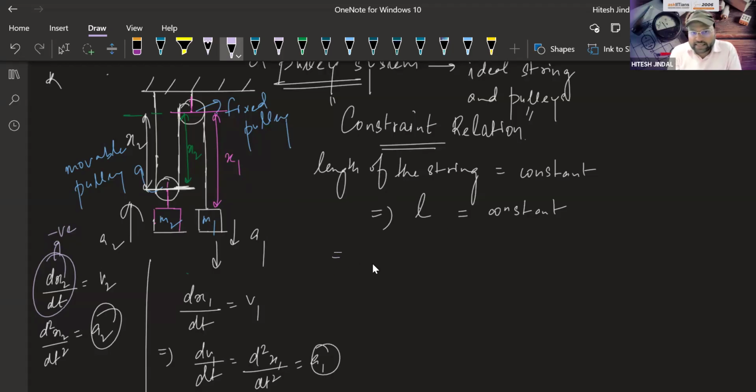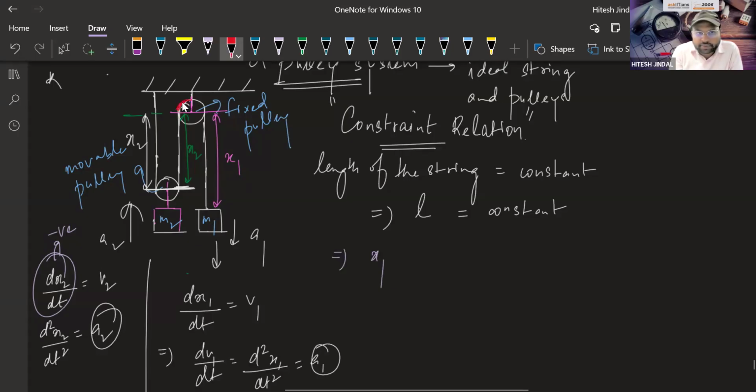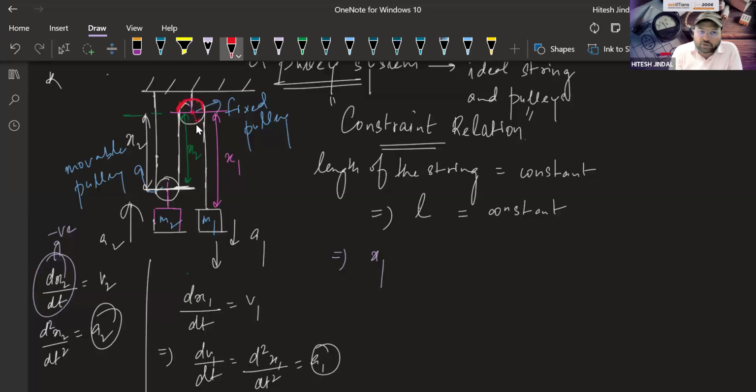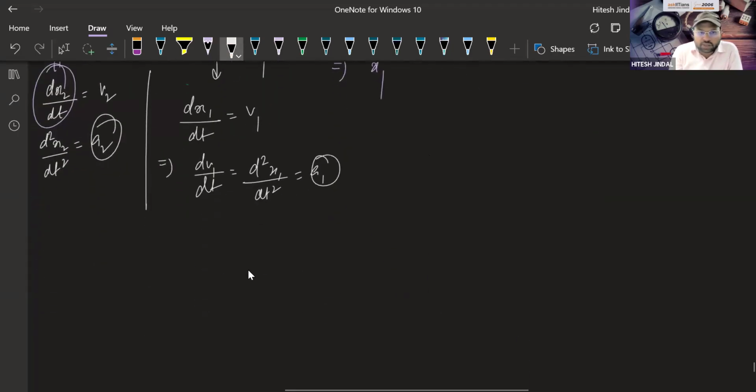Now I'm writing the length of the string. What is the length of the string? Can I say the length of the string is x1, this x1? Now I have some length of the string on this pulley also here. Is it there or not? Yes, sir. So let's say the pulley is obviously a kind of disc. Let's say the radius of the pulley is R1, right? From here, I'm taking the length. So what is the length of the string on this pulley?